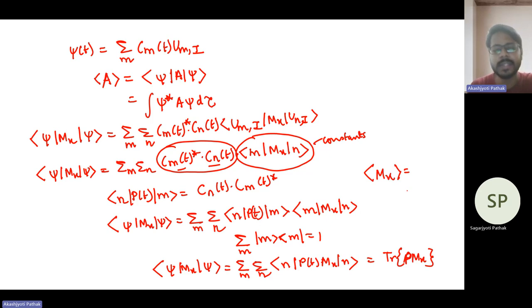It is given by the trace of the product of the matrix representations. This is a matrix, and this mx is another matrix. You have to multiply these two matrices, and the trace, or the sum of the diagonal elements of the resulting matrix, will give you the expectation value of the operator mx. Now one more thing to note over here.